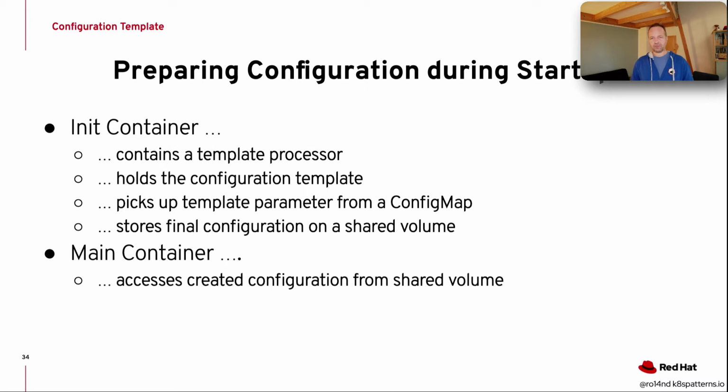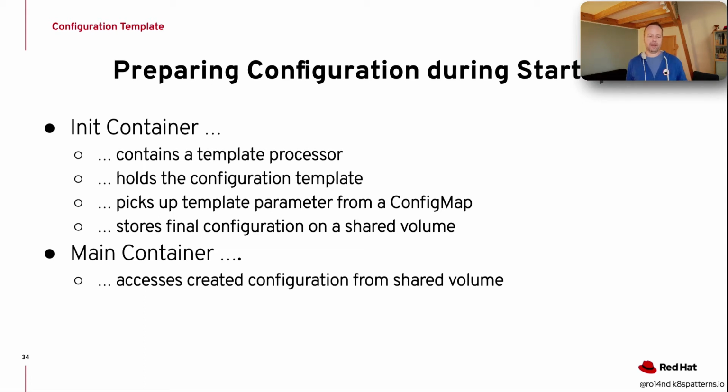But this pattern actually tries to solve this problem by introducing an init container. An init container is something which starts before your main container starts. And let's assume this init container contains a template processor. You have in your image a configuration template, which means all the shared parts are given there, but you have placeholders for the variables, like the database connection URL. And this template processor then would pick up all these configuration parameters from a ConfigMap, for example. The template processor also picks up the template, and then the final configuration is stored in a shared volume.